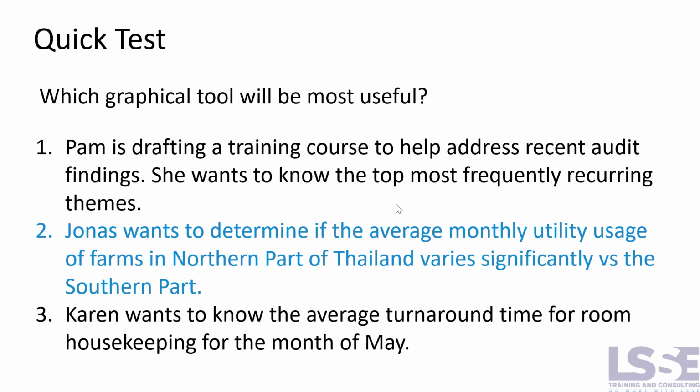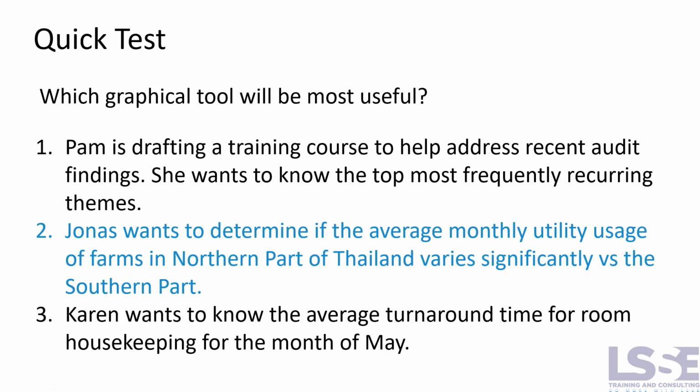So top most frequently recurring themes. So themes, this is categorical, and therefore the answer is Pareto. Yes, correct. So number one is Pareto chart. Number two, Jonas wants to determine if the average monthly usage rates of farms in the northern part of Thailand vary significantly versus the southern part. Okay, so it's monthly utility usage. It's continuous data. You're comparing two things. Yes, it's the box plot. Number two is box plot.